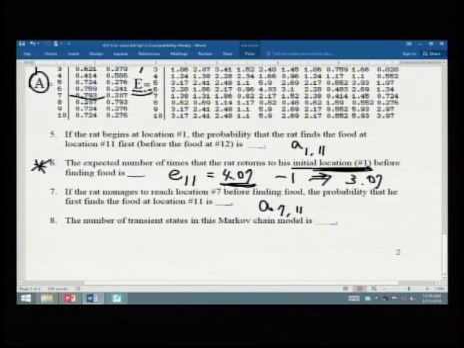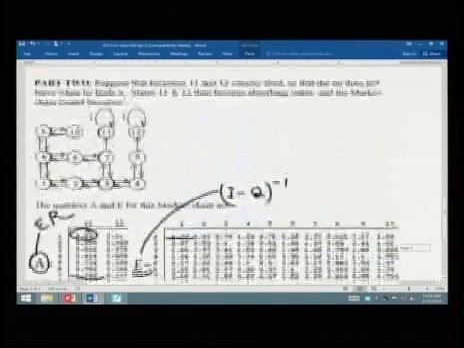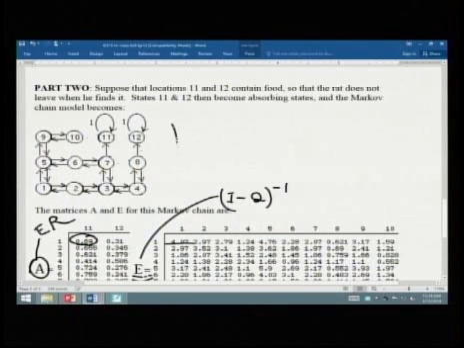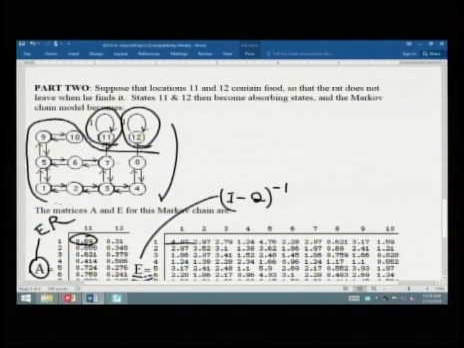Okay, so this is the last question, number 8. How many transient states are in this Markov chain model? Since we have 12 in total, we know that 2 of them are absorbing, which means the other 10 have to be transient states. So we have 10 transient states.